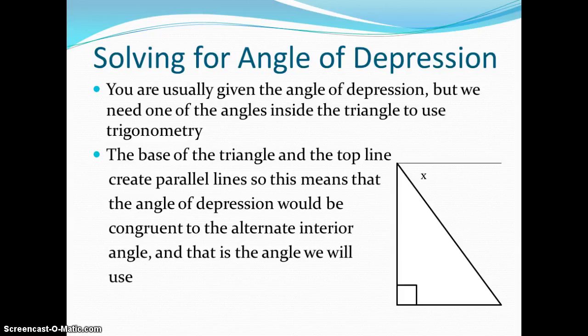So if we look at our little diagram over here, these two lines are parallel. So our angle of depression x is congruent to that angle because they're alternate interior angles. So now we have an angle that we can use for our trigonometry.